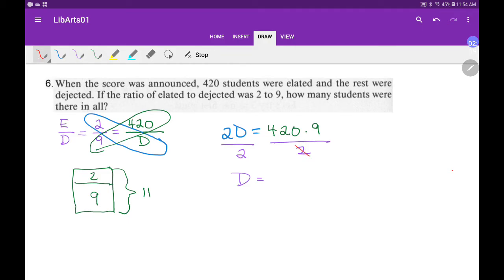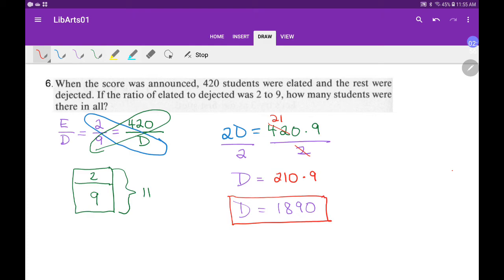So let's see, 2 into 42 is 21. Okay, and then I get a 0. So I have 21 with a 0, half of 420 is 210, times 9. Okay, and now I think I can do that with our calculator as well. I think it's 1890. But since I'm trying to teach you, I'm going to make sure that that's true. And indeed it is. Okay, so there's that many that were dejected.